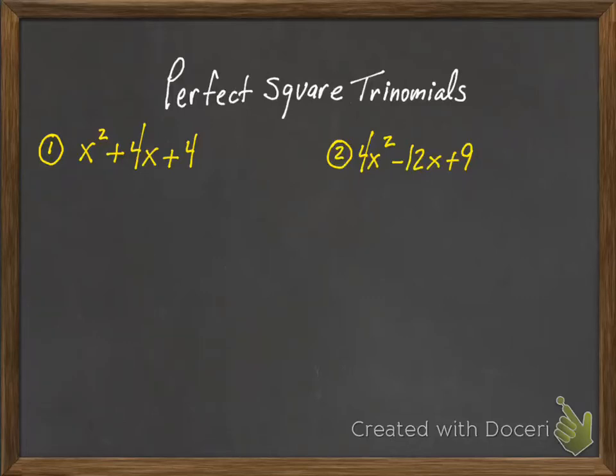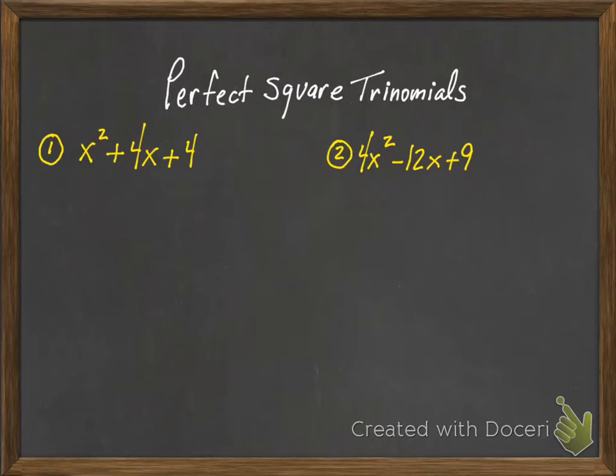Okay, this video is about perfect square trinomials. Perfect square trinomials basically are when you factor the quadratic and you end up with two binomials that happen to be the same thing, so you combine them to make one binomial squared. So that said, let's go ahead and see what this looks like.